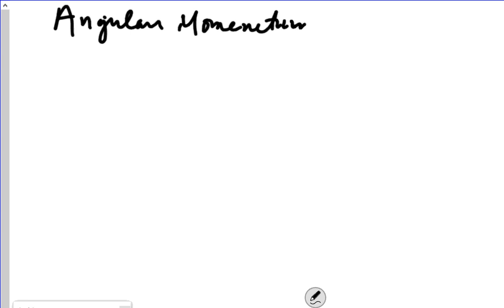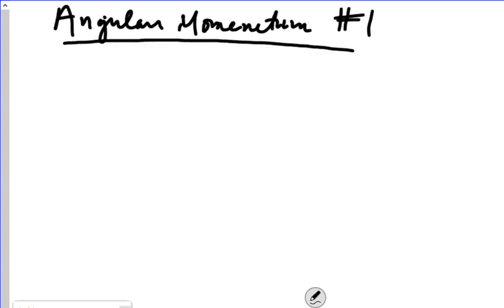Well, good morning, AP Physics. Welcome to your notes on angular momentum. We're going to split this up into two lectures. That's a little squidgy, but you're kind of used to my terrible handwriting by now. All right, so this is going to be number 1 on angular momentum.